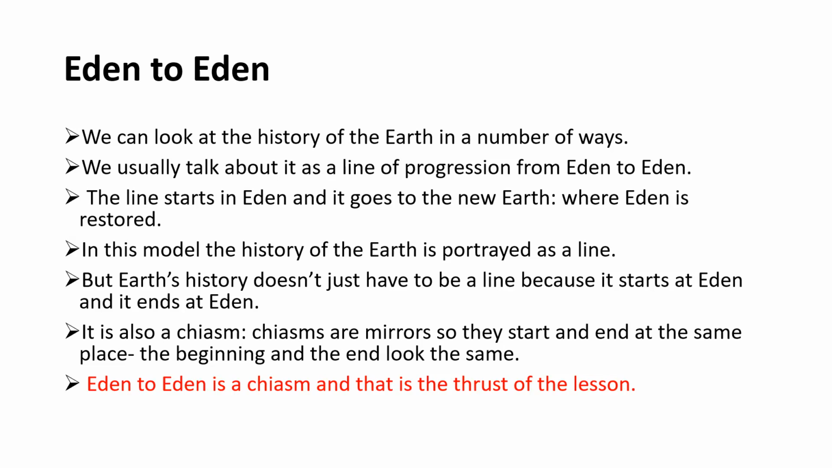So we are going to see that in that line, there are a lot of chiasms that best mirror the start of the earth's history and how it's going to end. So Eden to Eden, which is the line of restoration, is a chiasm. And that is what we are going to be looking at in this lesson.